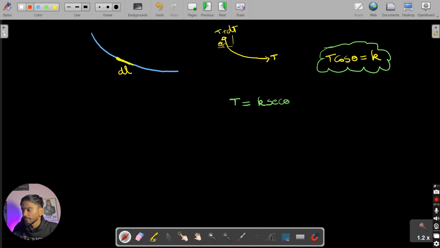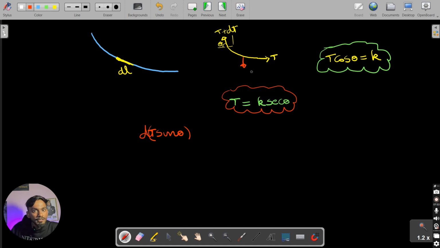Now it's our time to derive the vertical component. See, simple, the change in vertical component is nothing but d times t sin theta. So d of t sin theta balances its mass, right? That will be mu into dl into g. Mu is linear mass density, you can take it as lambda also. That is equal to mu into dl into g.